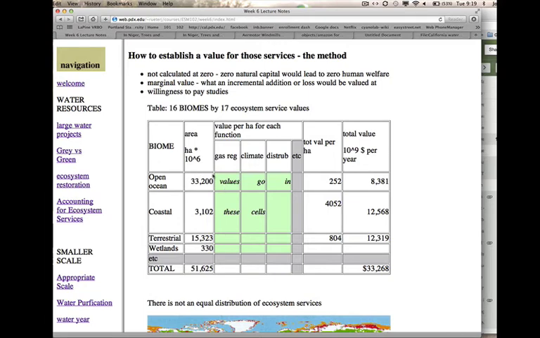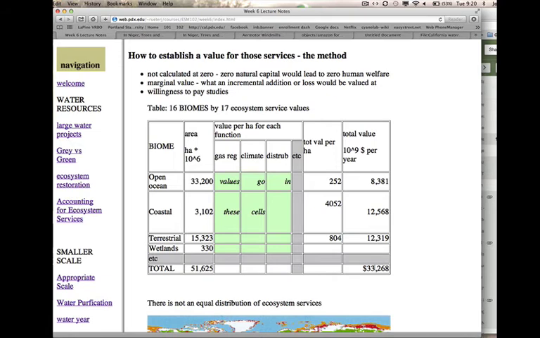Then you sum up over all the different values per hectare, and then you multiply the total value per hectare for all of these functions by the total area, and you get this total value of ecosystem services provided by the open ocean per year. And it was 8,381 times $1 billion. So this was $8 trillion just coming from the open ocean. And you go down the list, the coastal, terrestrial, wetlands, each of these major categories of biomes contributed, and the final total was again $33,000 billion, or $33 trillion.